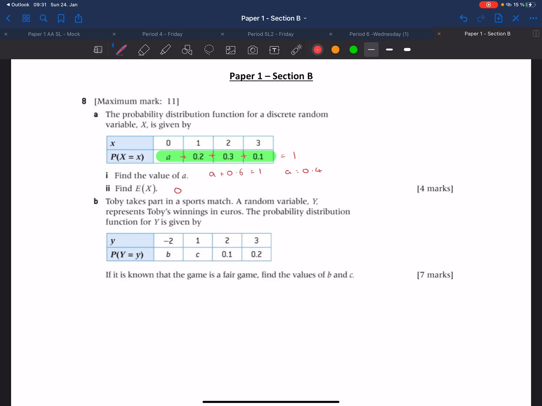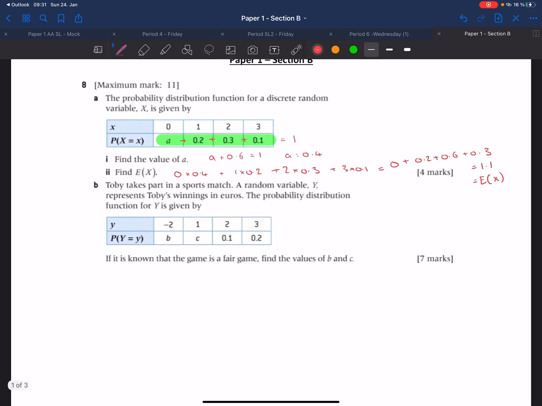We'll have 0 times 0.4 plus 1 times 0.2. If I take a look through that, it's going to give me 0 plus 0.2, and altogether that gives me 1.1. So my expected value is 1.1.